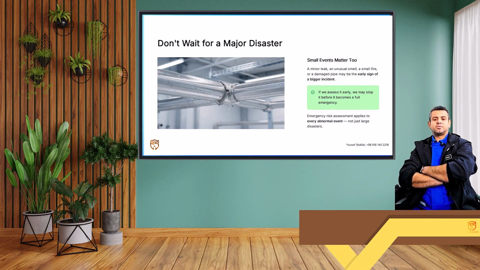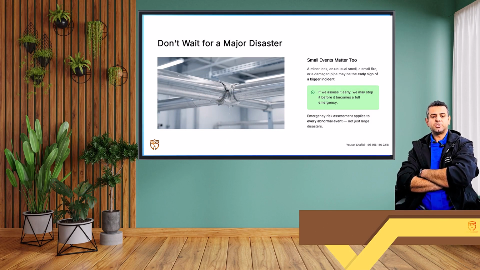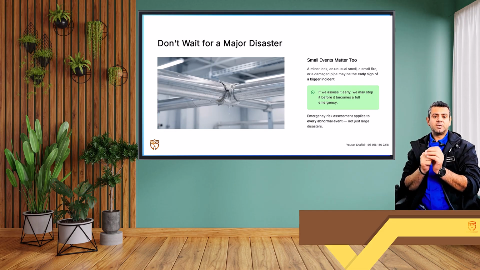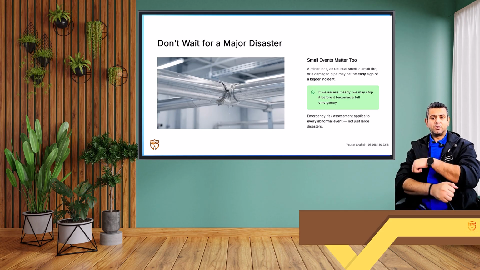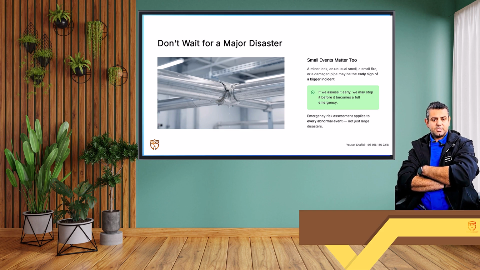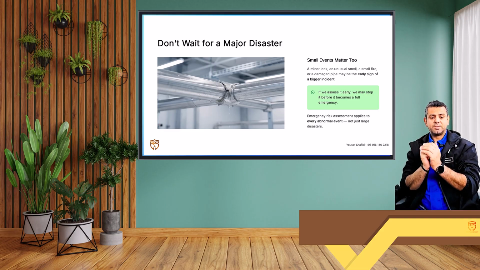It's also important to remember that emergency risk assessment is not only for large disasters. Even a small abnormal event can require quick assessment. A minor leak, an unusual smell, a small fire, or a damaged pipe may be the early sign of a bigger incident. If we assess it early, we may stop it before it becomes an emergency.